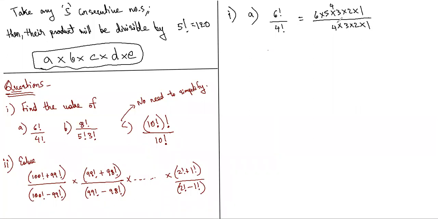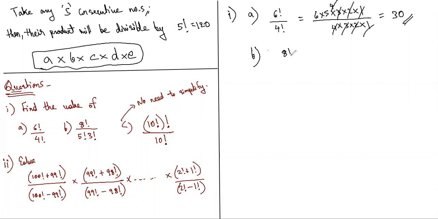But a smarter thing to do, since you have to divide both of these values, would be to cancel out the corresponding integers. That way, 6 into 5 into 4 factorial, you'll be left only with 6 into 5. So the first answer is 30. Congratulations to all the students who have got it right.